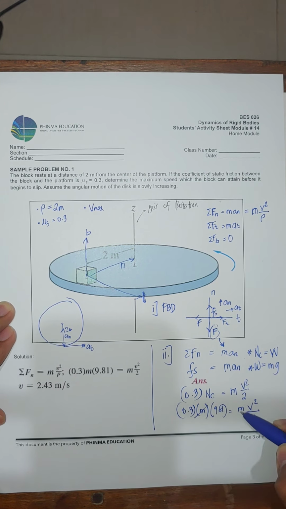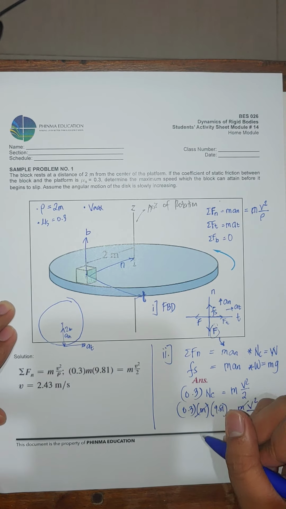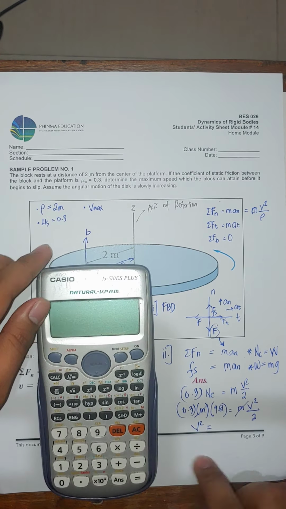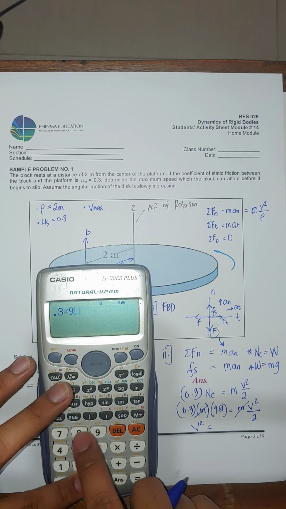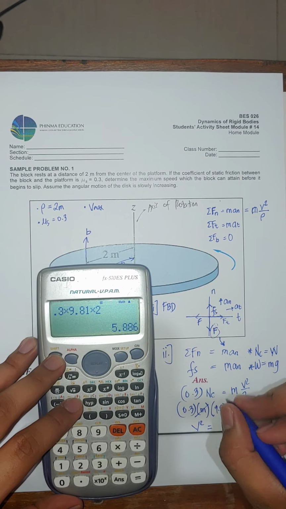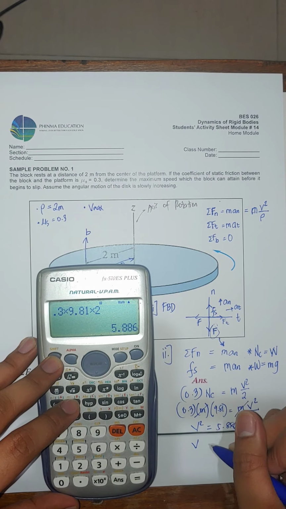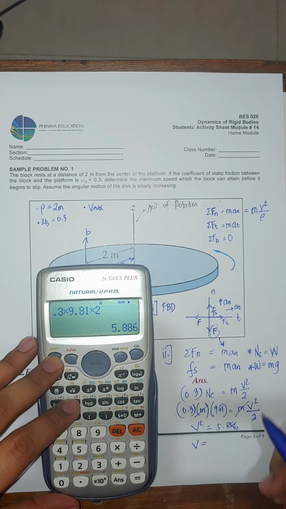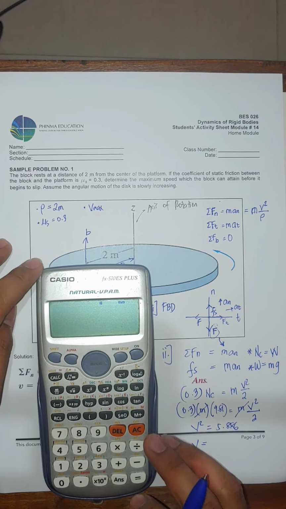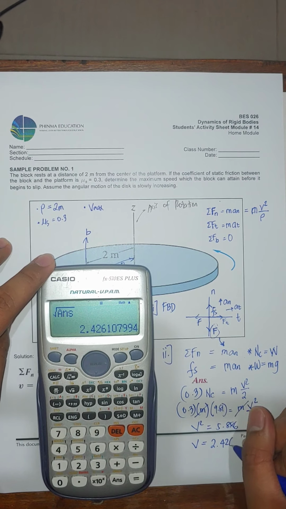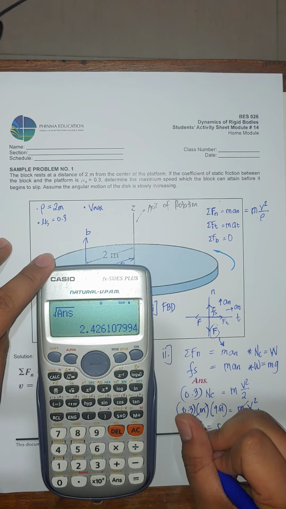You have the mass here, so makancel sa left and hand. And then you have the v squared equals, so ato lang ni i-cross dito nga side. You have 0.3 times 9.81 times 2. So v squared is equal to 5.886. So our maximum velocity just before the block began to slip is equal to 2.426 meters per second.